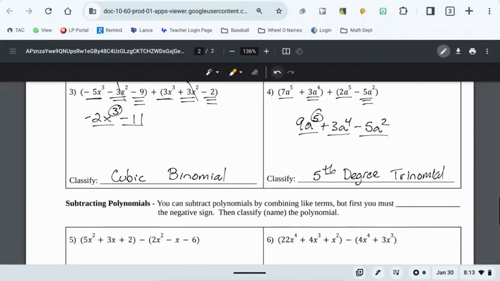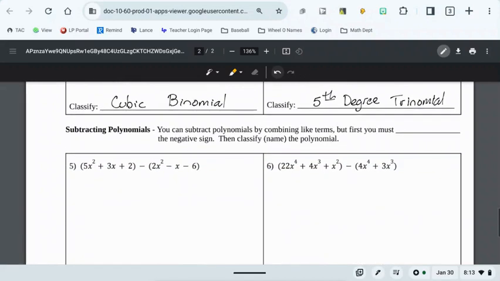Okay, now we're moving on to subtracting polynomials. You can subtract polynomials by combining like terms, but first you must distribute the negative sign. Then classify, name the polynomial. So distributing that negative, that's something that students forget sometimes.